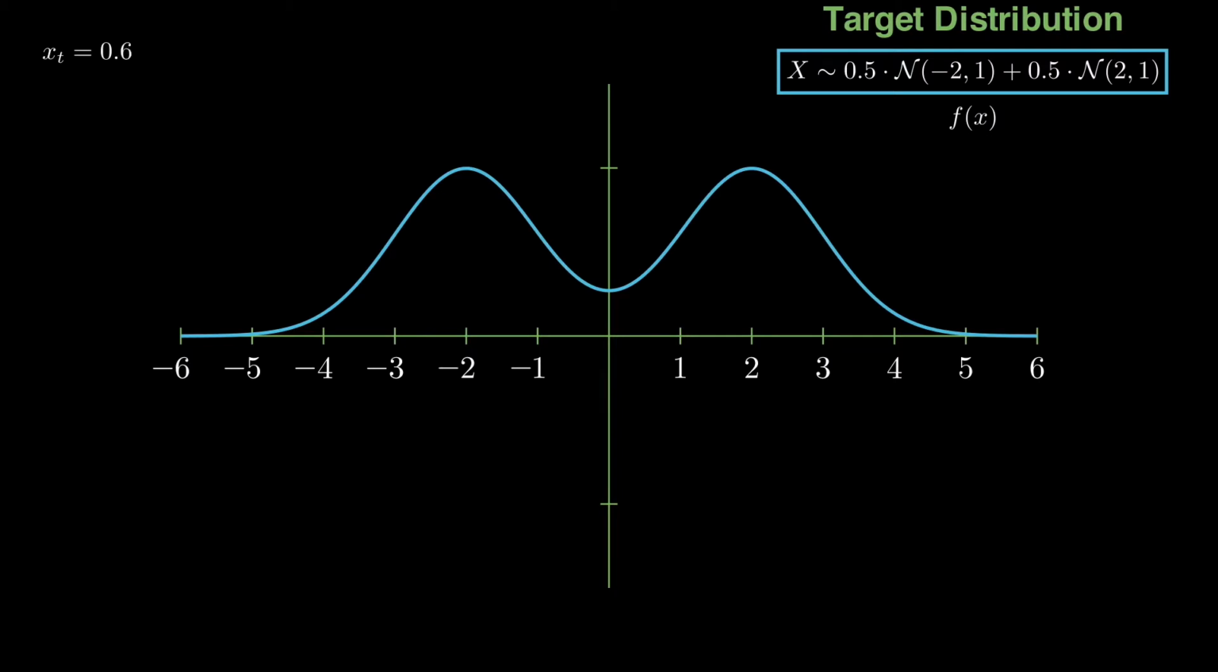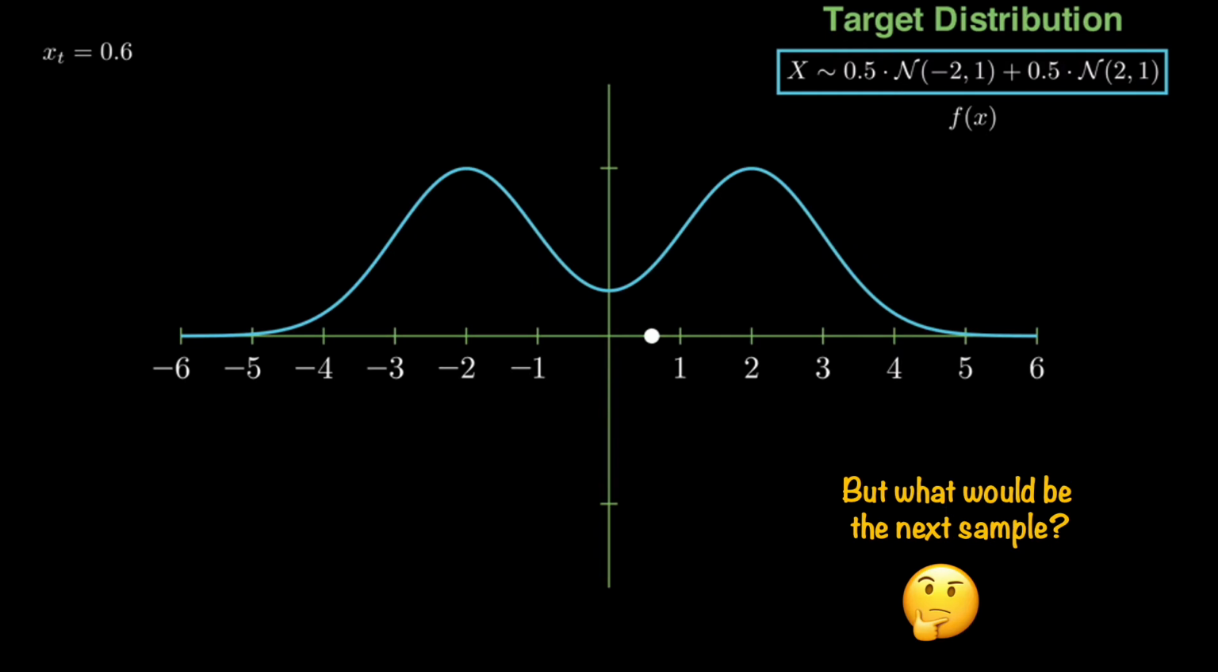Now let's make up the initial value. I say that the initial sample is the one with the value 0.6. This is how it will look on the plot. The dot is placed on the x-axis at 0.6. Now, the first sample was easy as I made it up. But the tricky part is what would be the next sample.